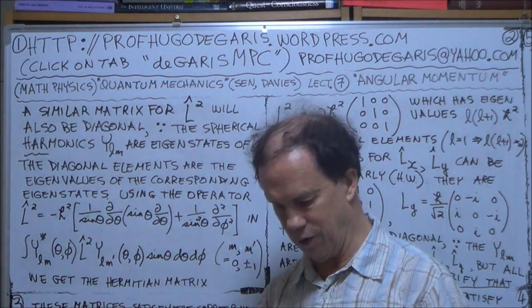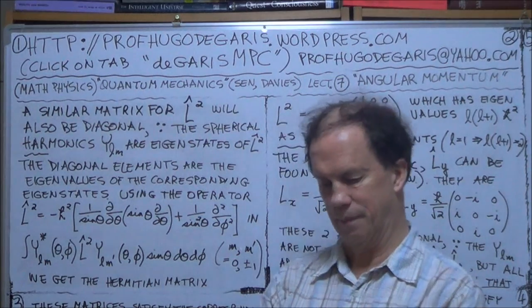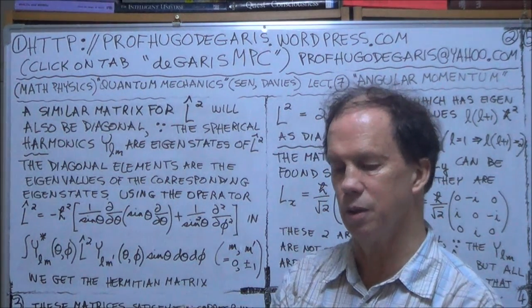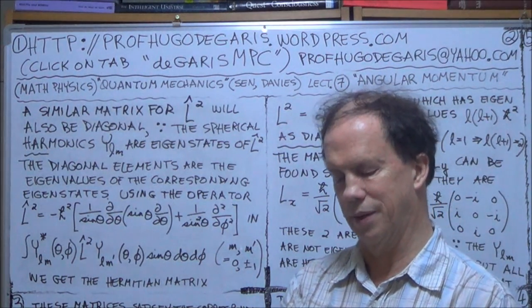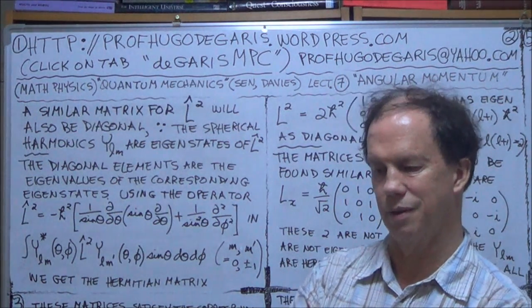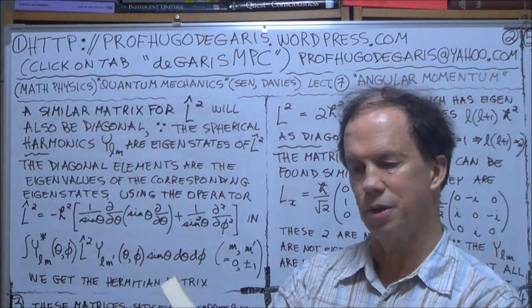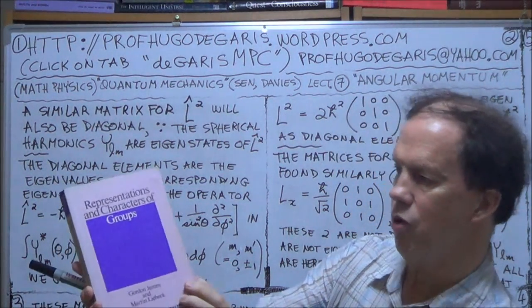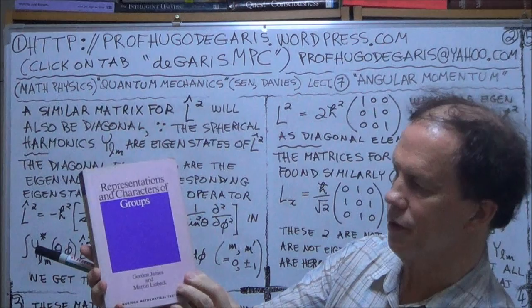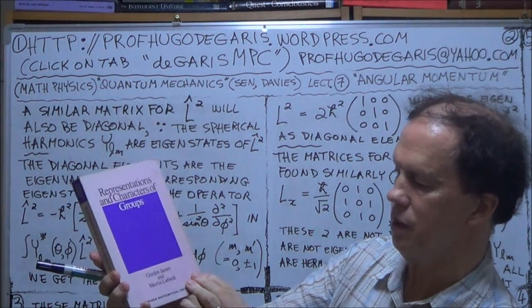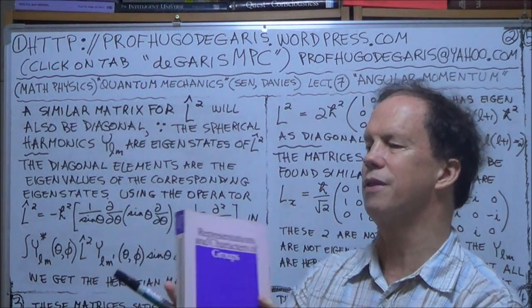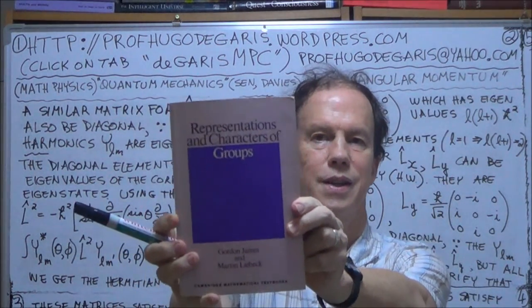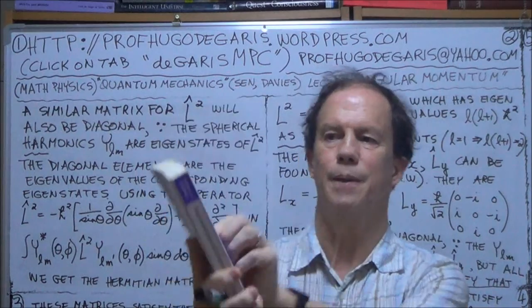So I'll show you the first book here. This is an M1 level course, so I'll be teaching from this textbook in about a year, I guess, the way things are going. It's called Representations and Characters of Groups. It's by James and Liebeck. It's a rather famous text. It's 400 pages, so it'll take a while. So here's the text. Okay.